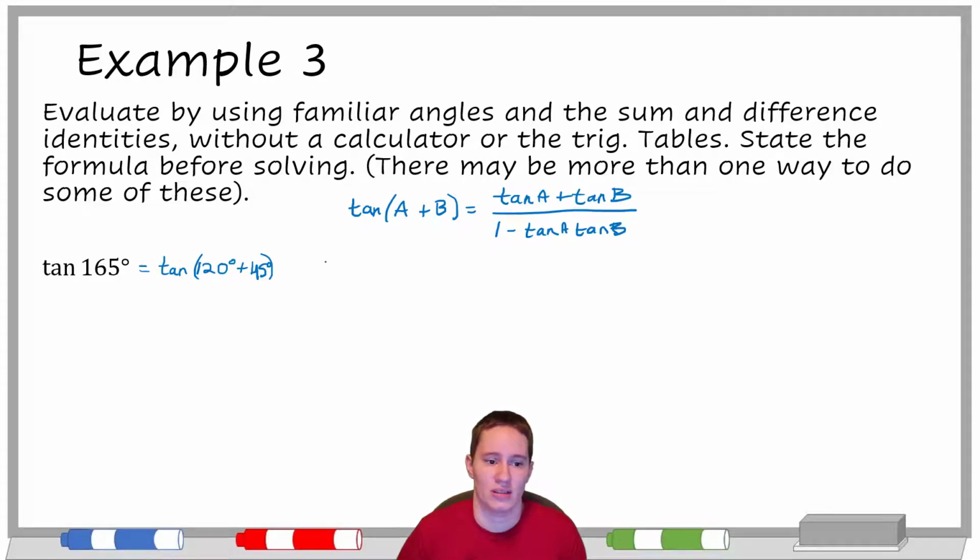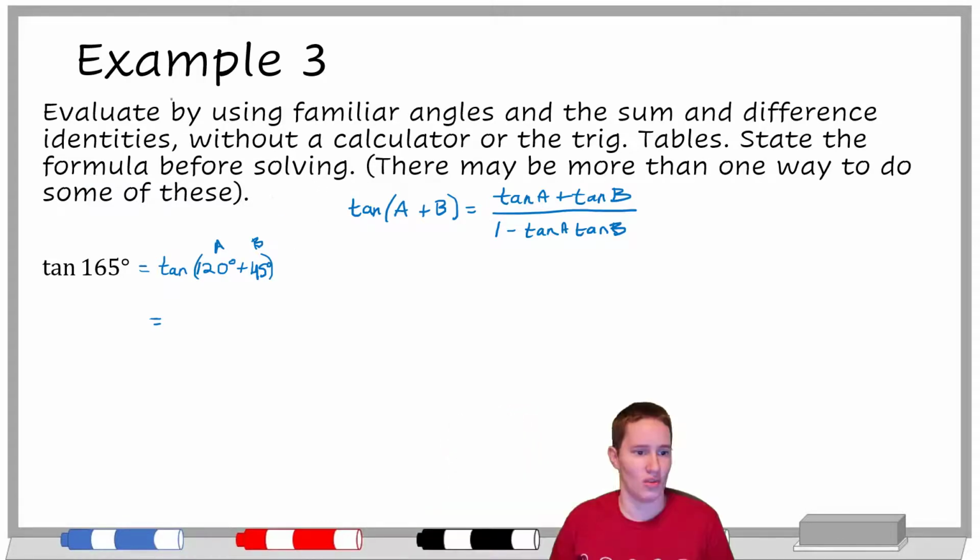So if I fill this in, 120 is A, 45 is B. By the way, it wouldn't matter which order I put it in. It would matter for how I fill in the right side, but I should still end up with the same answer. Alright, so let's fill this in. So we've got on top tangent of 120 plus tangent of 45 over 1 minus tan 120 times tan 45.